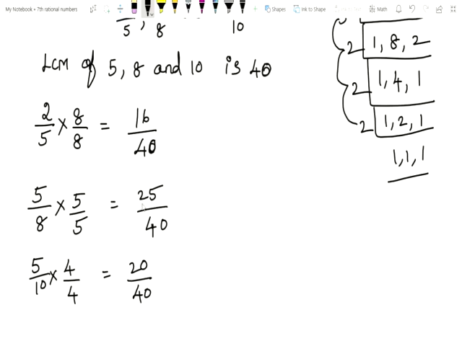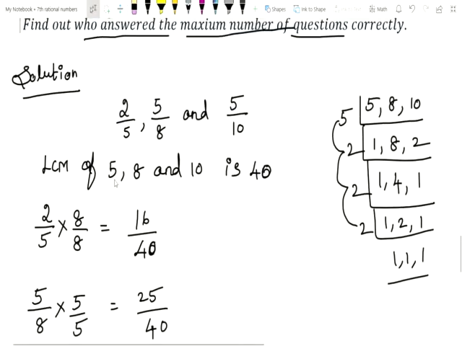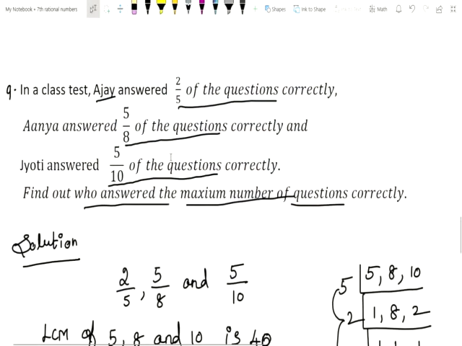So what is the 25 by 40? Who answered 5 by 8 of the questions? Ananya. So 5 by 8 of the questions is the maximum. Maximum questions answered. Who is that? Ananya. So what is the answer?